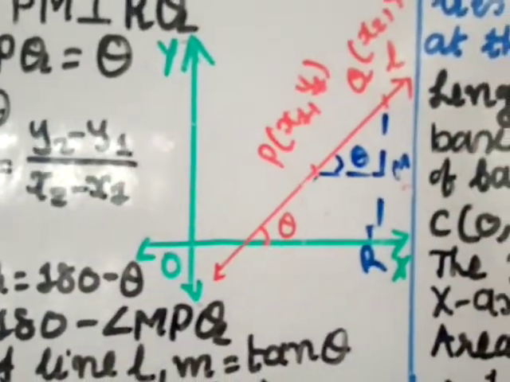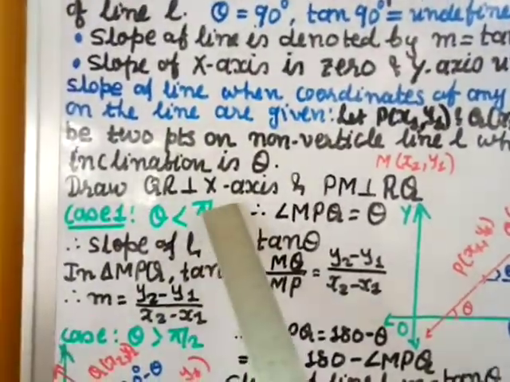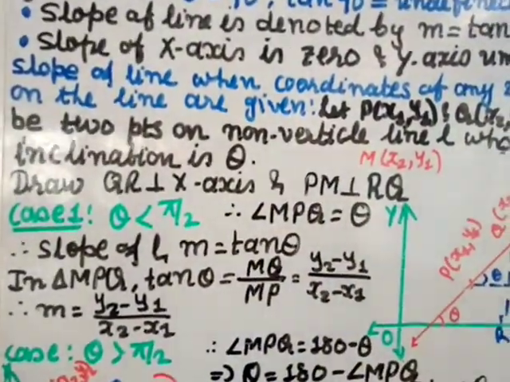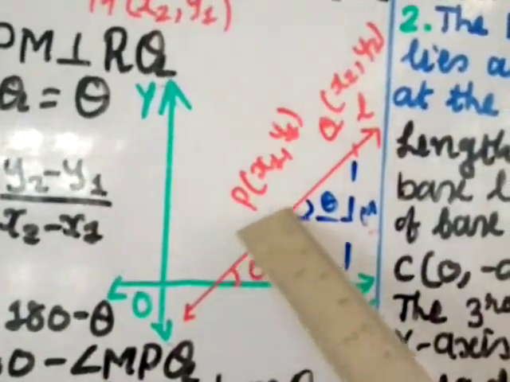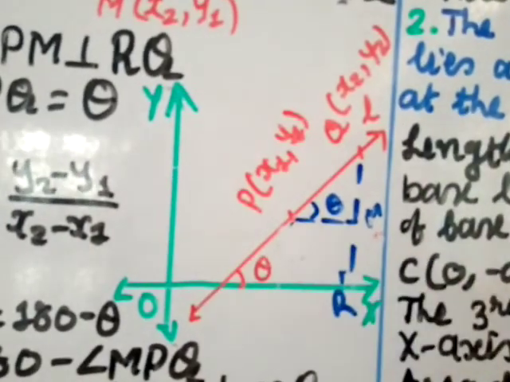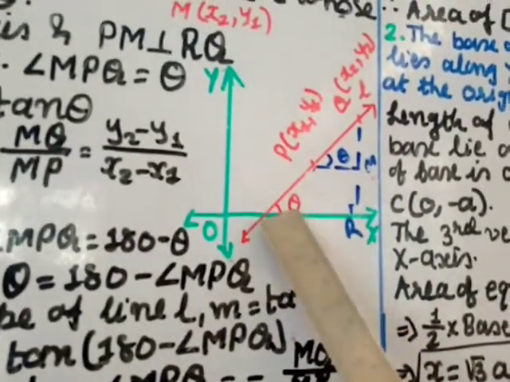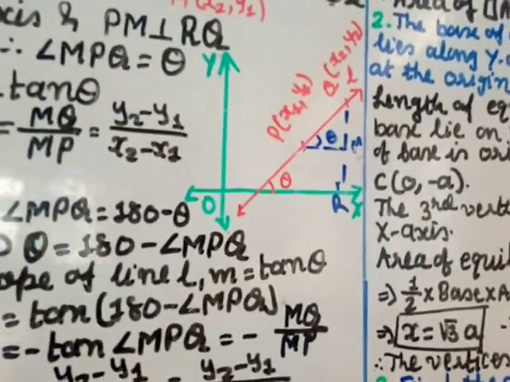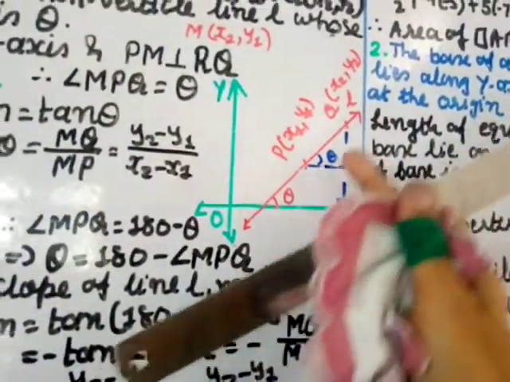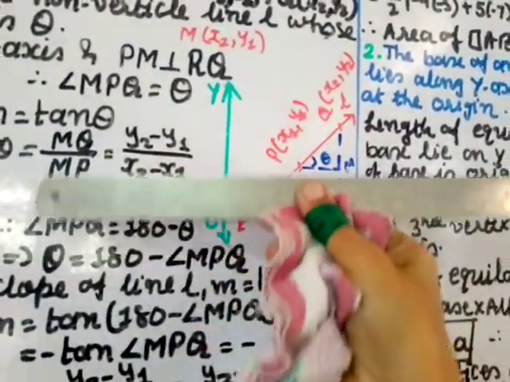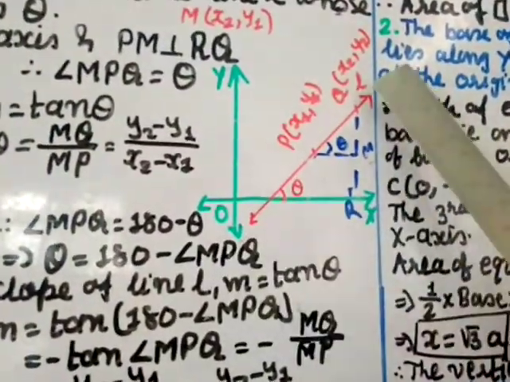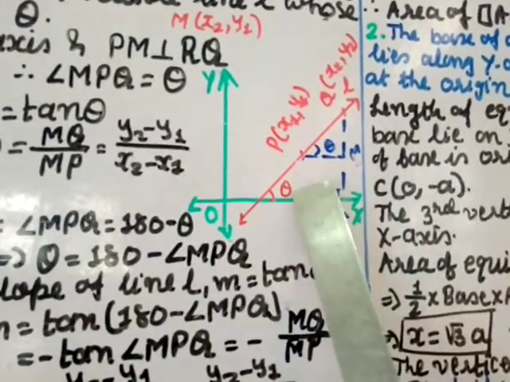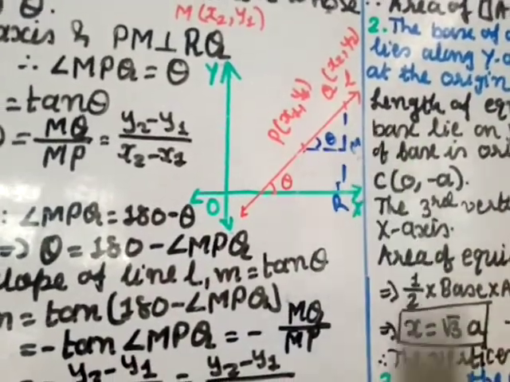Draw QR perpendicular to x-axis and PM perpendicular to RQ. So from Q, draw perpendicular on x-axis, that is QR, and from P, draw perpendicular on QR, that is PM. See, if this angle is theta, then this angle also will be theta. Why? Because you are drawing PM which is perpendicular to QR, which will be parallel to the x-axis. So this x-axis and this PM lines are parallel to each other, and this will be your transversal. So this is the transversal to the 2 parallel lines. So these 2 angles will be equal. So if this is theta, this is also obviously theta.